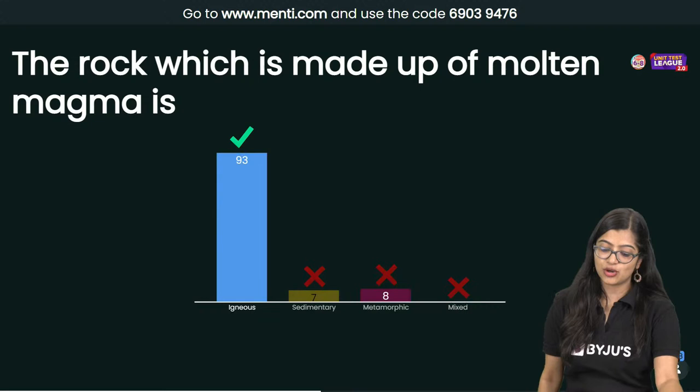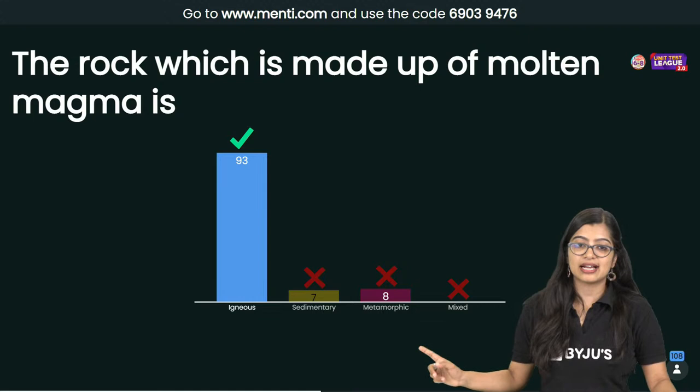Very good, very good. It is called igneous rocks, right? So the correct answer here is option A, not sedimentary or metamorphic.